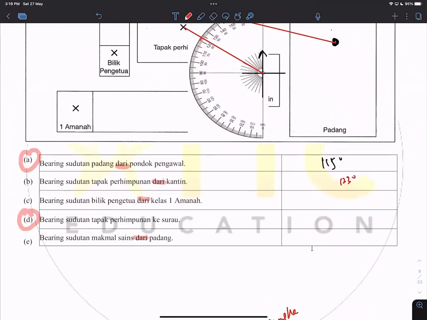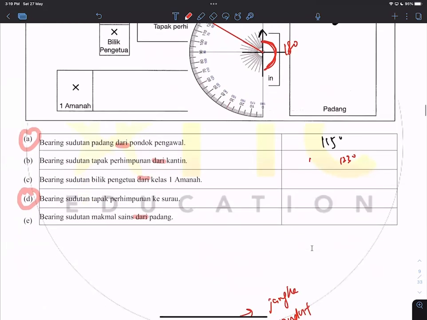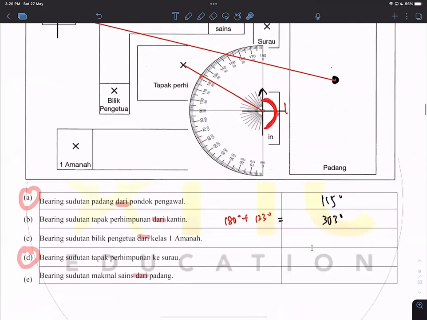Okay, just now it's Lokian, right? Austin? Is it 123 now? No. Why? Because we have another 180 on the right hand side, correct? So guys, 180 plus 123 degree. What's the answer? Equals to 303 degree. So this is how you guys try to measure when the bearing sudut is more than 180, guys. Okay, start measuring from selatan.